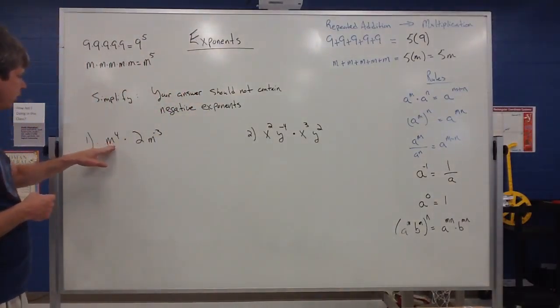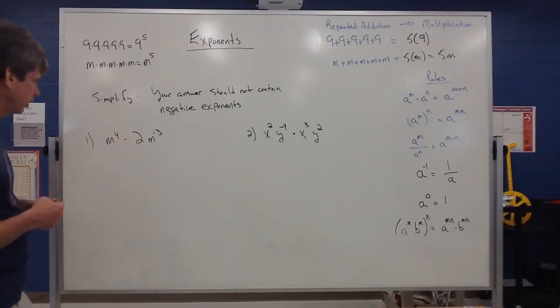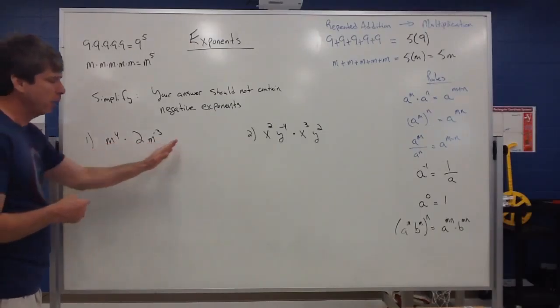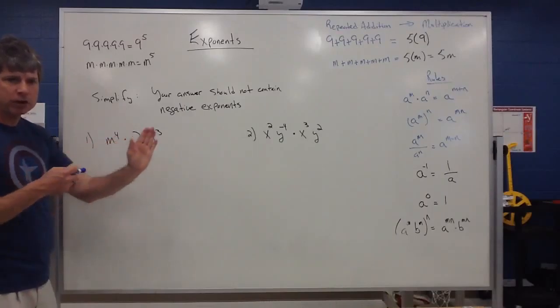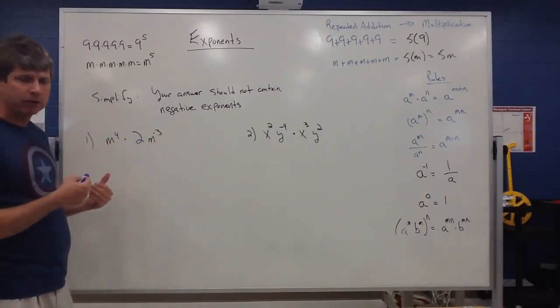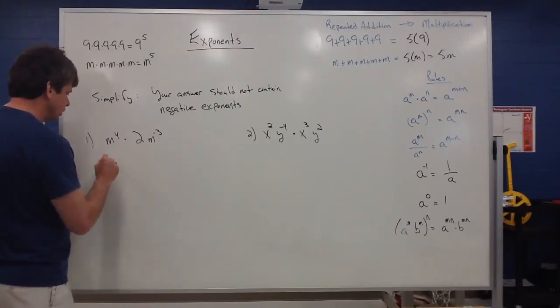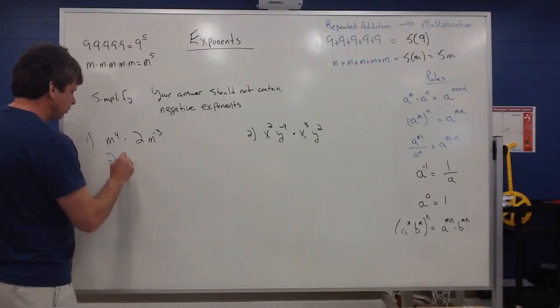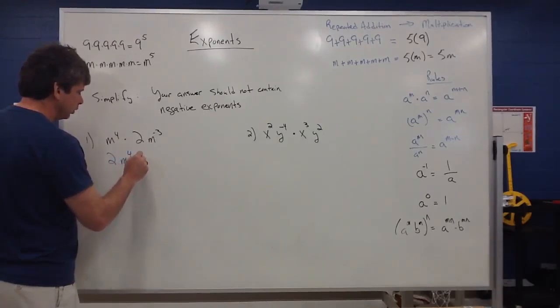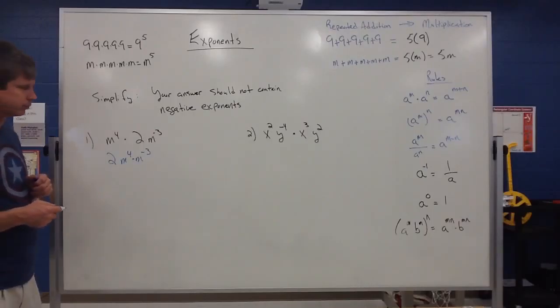So I have m to the fourth times then 2m to the negative third. So the first thing I pick up on, this is all multiplication. And remember, multiplication order does not matter. What I like to do when I have multiplication is I like to have the numbers first and I like to have the letters second. So the first thing I'm going to do is change this to 2 and then m to the fourth times then m to the negative third. So I'm going to move the 2 around up front.